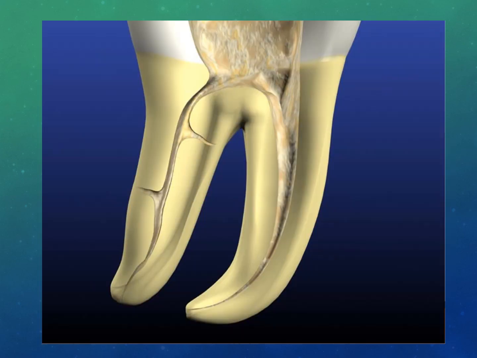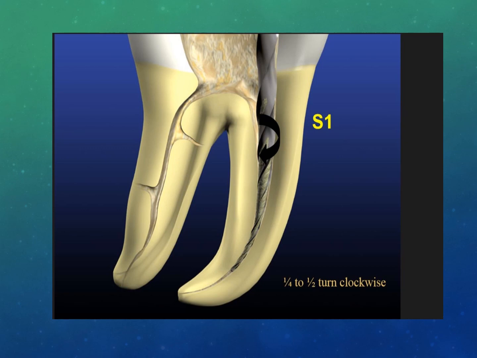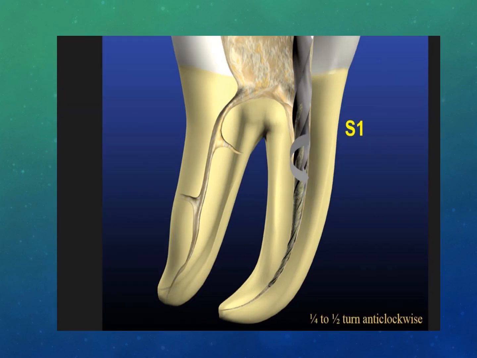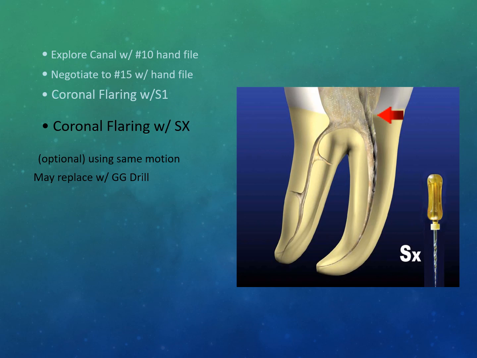First the canal, then use S1. S1 can be used till the working length, inserted with slight apical pressure until resistance. Then you turn it clockwise, anti-clockwise, clockwise, anti-clockwise. You can reach till the working length. Same technique: withdraw, clean the file, and then once you have done it, coronal flaring with SX. This is actually optional. You can use this or you can use GG drills.